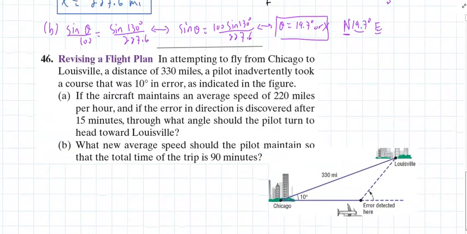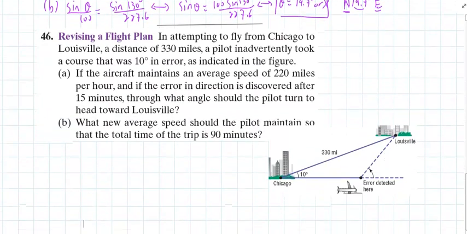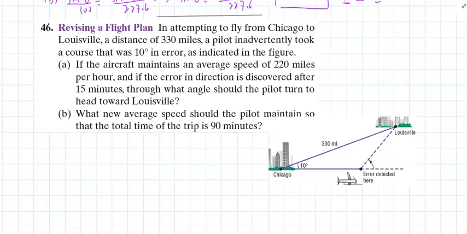In this case, in an attempt to fly from C to L, a distance of 330 miles, that's very good. A pilot makes an error and flies at a course that's 10 degrees off the original course shown in the figure. If the airplane maintains an average speed of 220 miles every 1 hour, and if the error in the direction is discovered after 15 minutes.